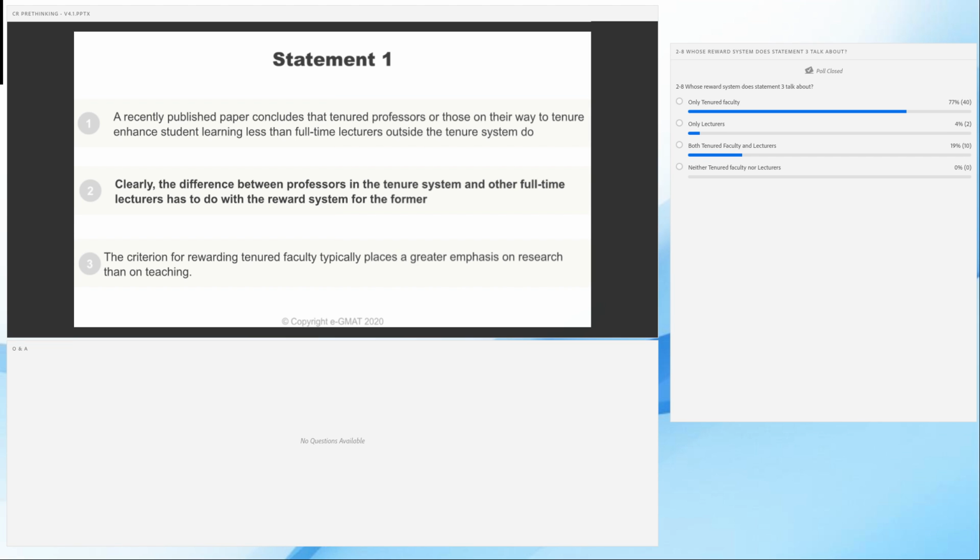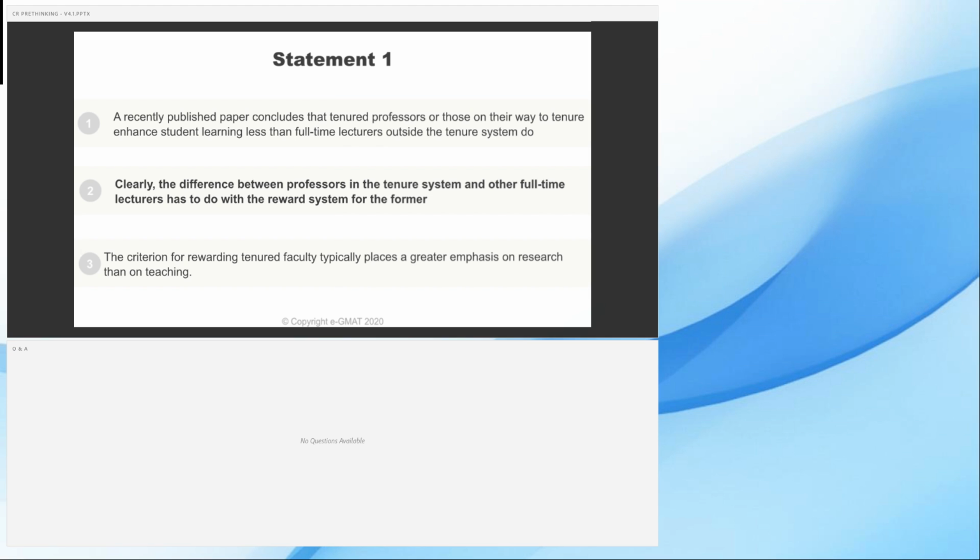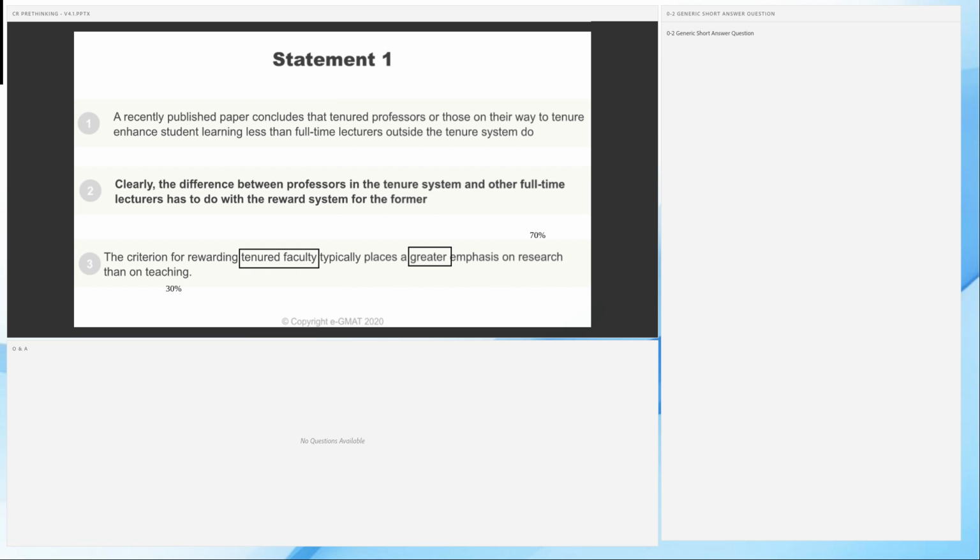This is where comprehending information is really important here, and visualizing information. The criterion for rewarding tenured faculty typically places a greater emphasis, and greater is a comparative word, on research than on teaching. What it's really saying is, let's translate the word greater into numbers: 70% emphasis on research and 30% emphasis on teaching. That's all it's saying, but it's only for tenured faculty. We don't know anything about full-time lecturers over here. Is that clear to everyone? Okay. Can you really see that if you slow down, life becomes a lot easier here?